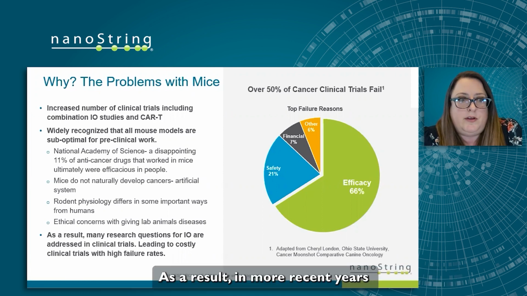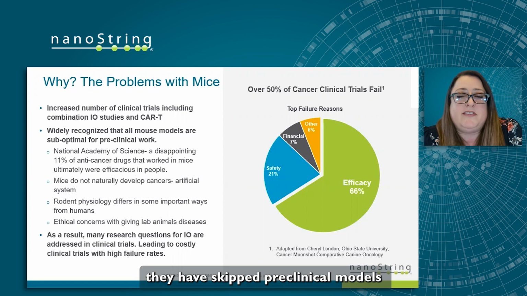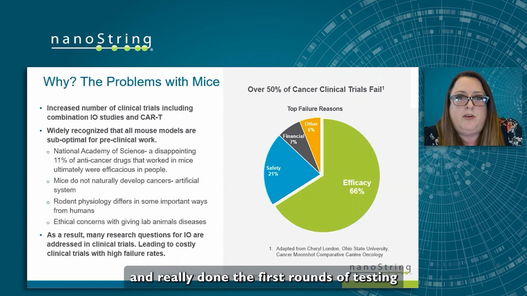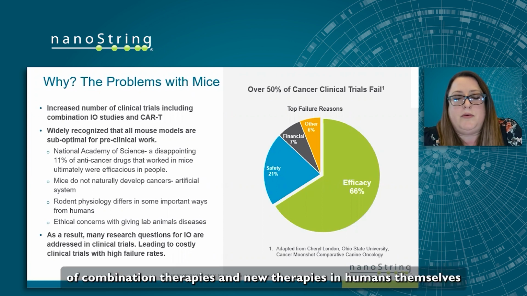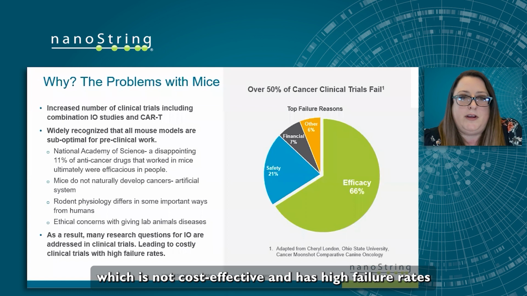As a result, in more recent years, they've skipped preclinical models and done the first rounds of testing of combination therapies and new therapies in humans themselves, which is not cost effective and has high failure rates.